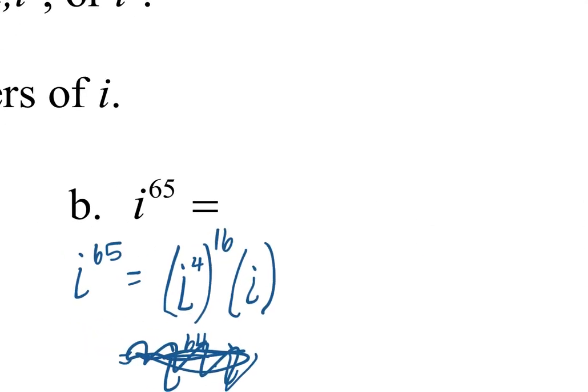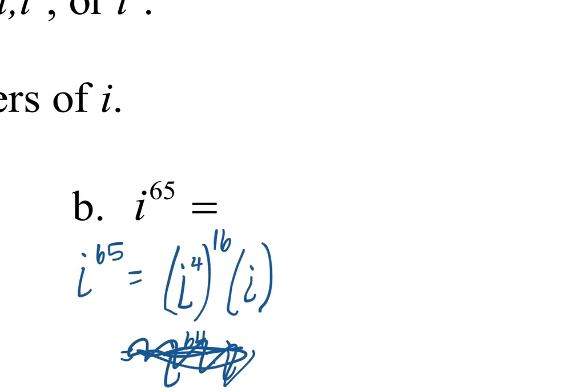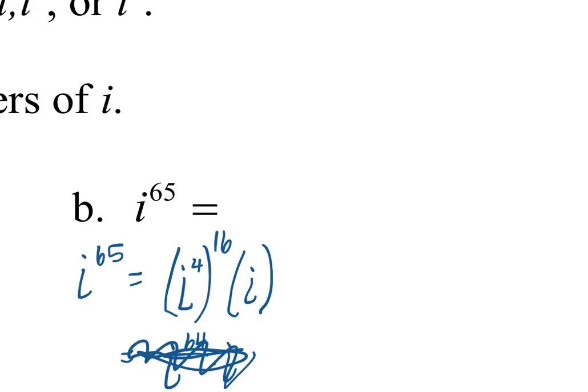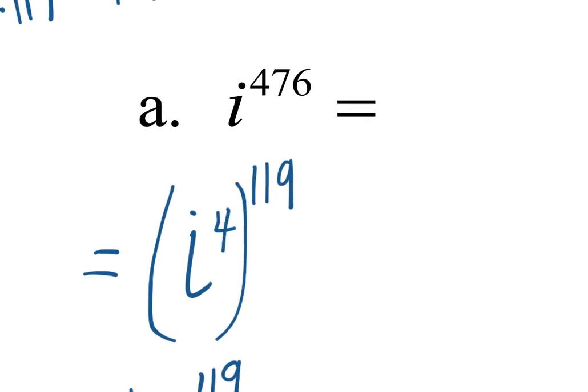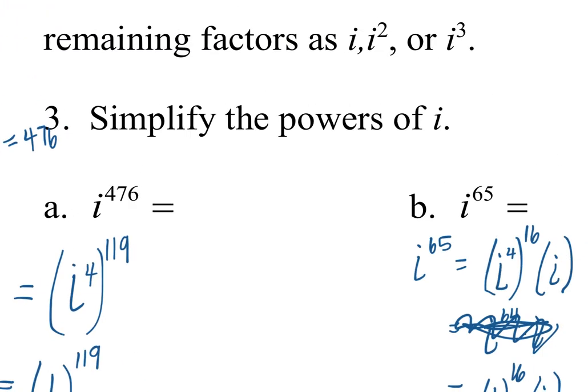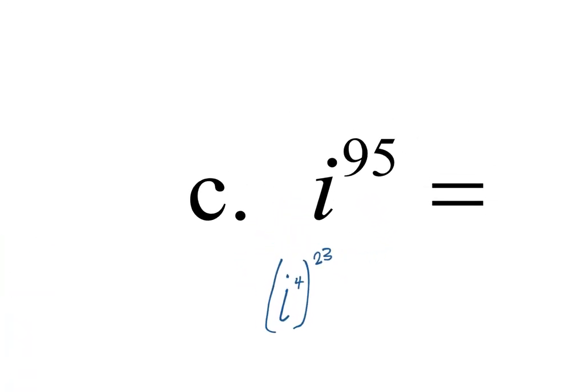I wrote i to the 65th as i to the 4th to the 16th power, and then I had to multiply it by another i, because 4 times 16 is 64, to get i to the 65th. And then I didn't have to multiply i to the 4th to the 119th by another i or anything like that, because 4 times 119 is 476. But i to the 4th to the 23rd power is i to the 92nd, and I needed i to the 95th. So I need to multiply i to the 92nd by i cubed. And again, I'm not writing it as i to the 92nd. I'm writing it as i to the 4th to the 23rd.